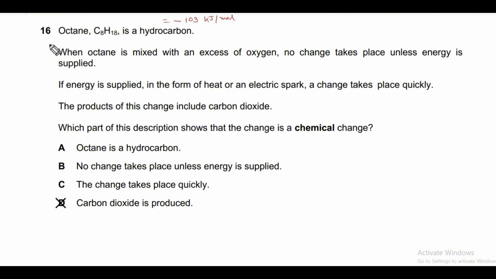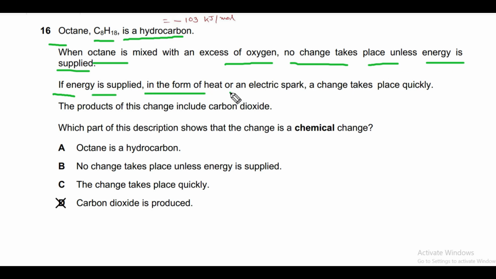Then 16. Octane C8H18 is a hydrocarbon. When octane is mixed with excess oxygen, no change takes place unless energy is supplied. If energy is supplied in the form of heat or an electric spark, a change takes place quickly. That means reaction occurs by taking heat. The products of these changes include carbon dioxide. That means octane burns in oxygen to produce carbon dioxide and water.